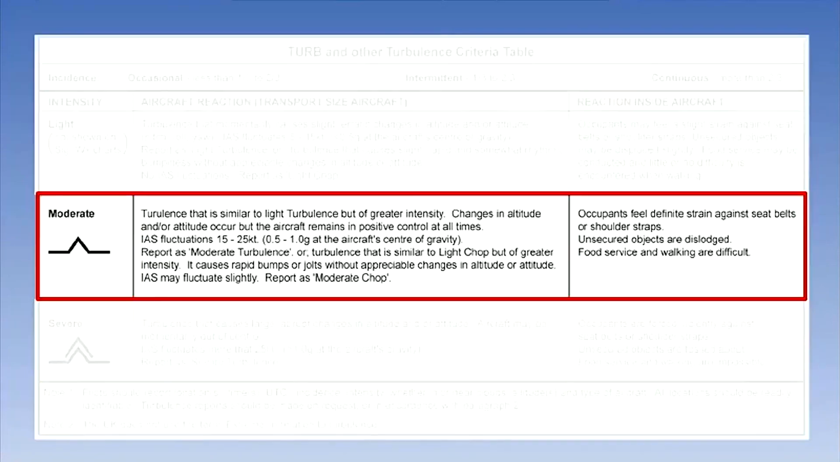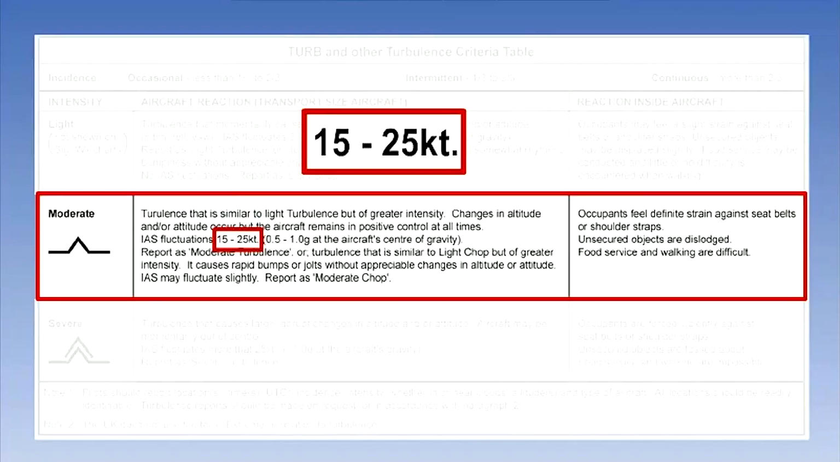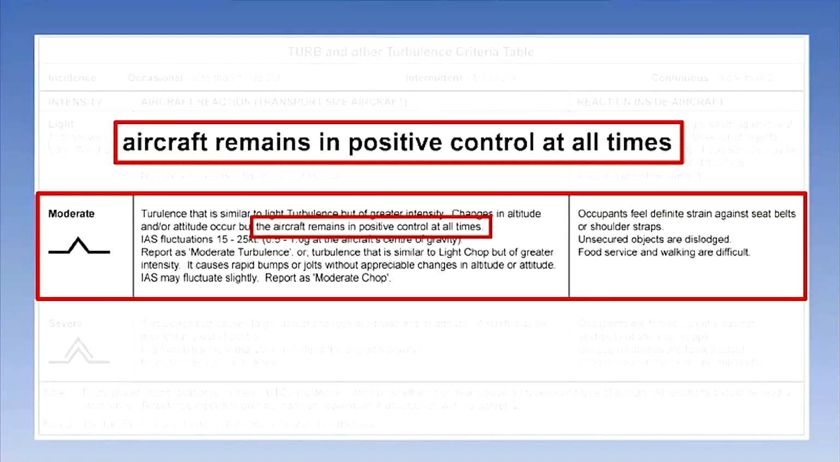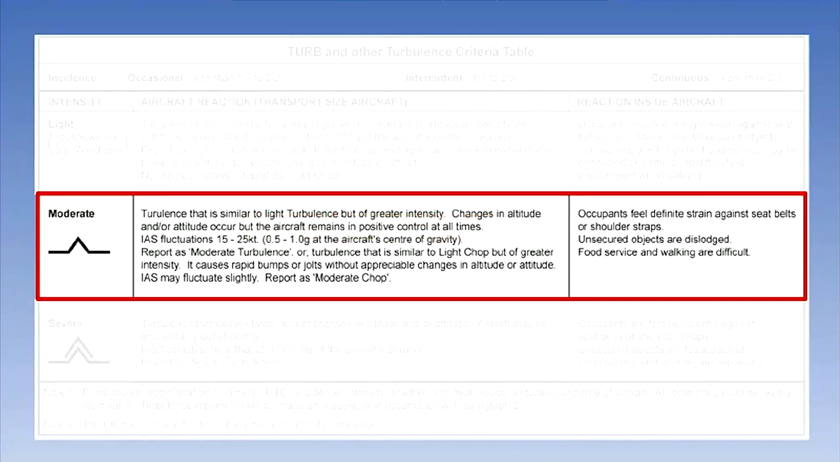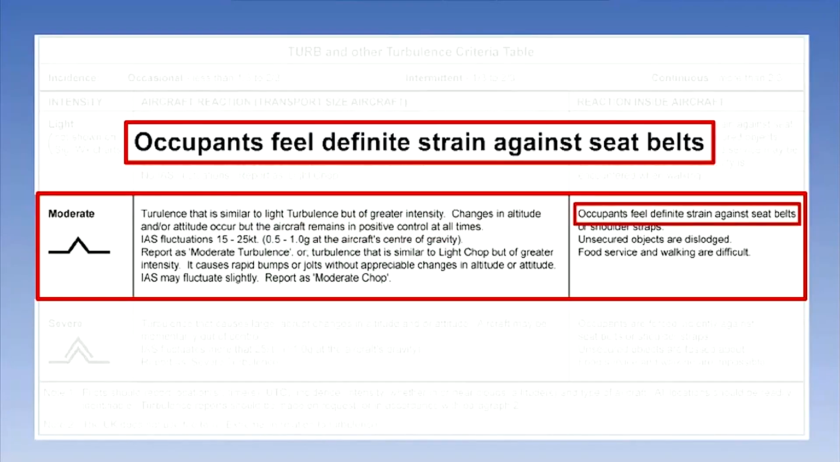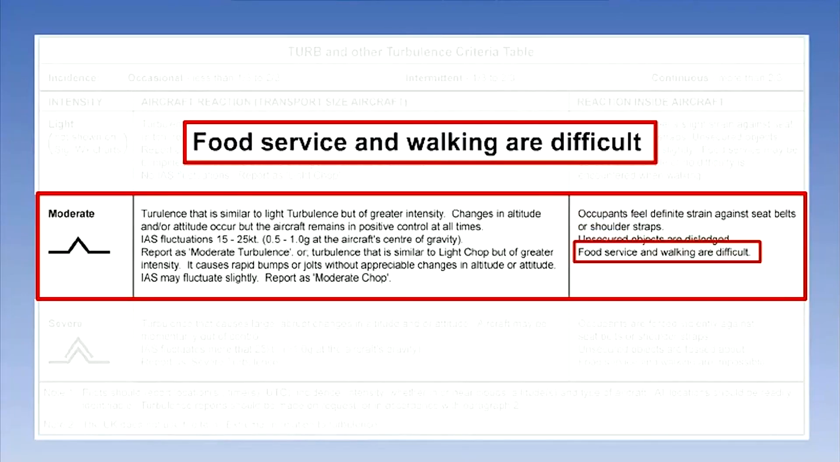Looking at moderate turbulence, we can see that this will be reported any time that indicated airspeed fluctuates irregularly between 15 to 25 knots, and G changes of 0.5 to 1 G are experienced. Notice though that the aircraft remains in positive control at all times. Looking at the reaction of the occupants, we would report moderate turbulence anytime passengers feel definite strain against the seat belts, if objects are dislodged, and food service and walking is difficult.